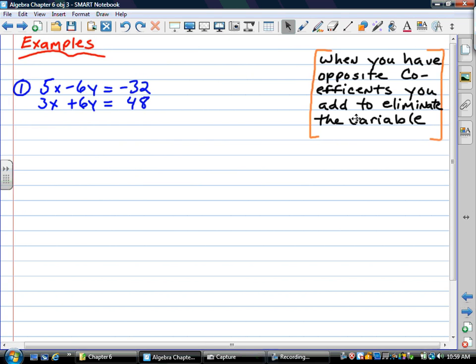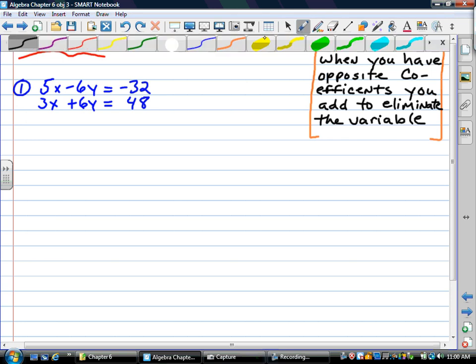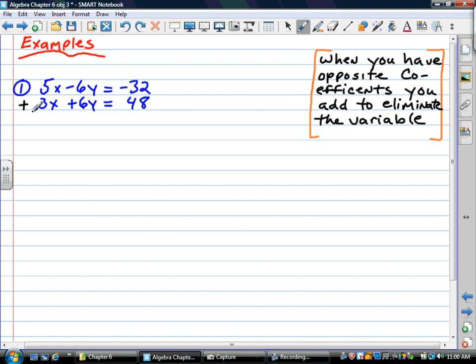The note here on the right says when you have opposite coefficients, you add to eliminate the variable. If you take a look at problem number 1, you see that the coefficients for y are -6 and +6. We have opposite coefficients. And when we have coefficients that are opposite, we add to eliminate a variable. Okay, so let's see what this looks like. When we add 5x and 3x, we're going to get 8x. When we add -6y and +6y, they eliminate. That's going to be 0.